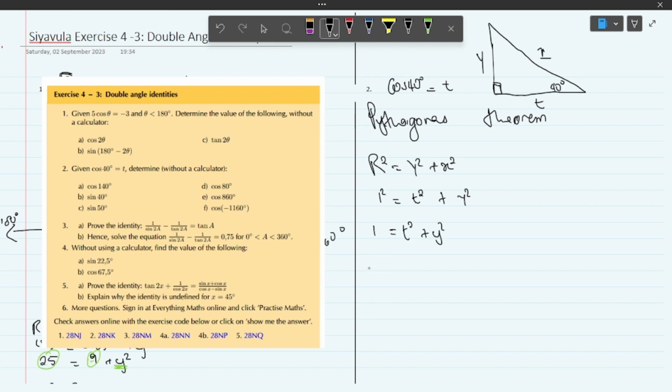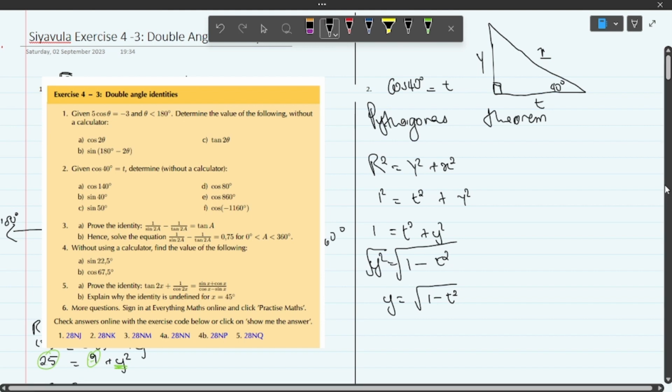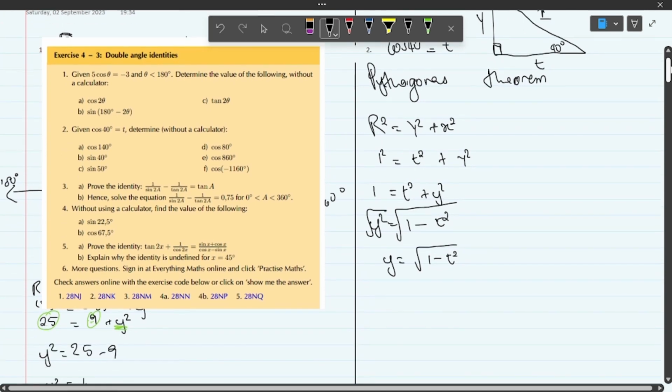Then we make y the subject of the formula, so y squared, and then t squared jumps the equal sign, so it's 1 minus t squared. Then we square root both sides so that we can get the value of y. So y is equal to the square root of 1 minus t squared. So we got that, guys. Now we need to check the questions.